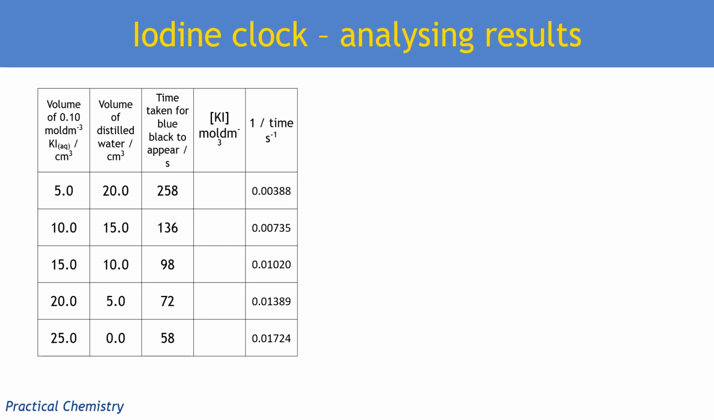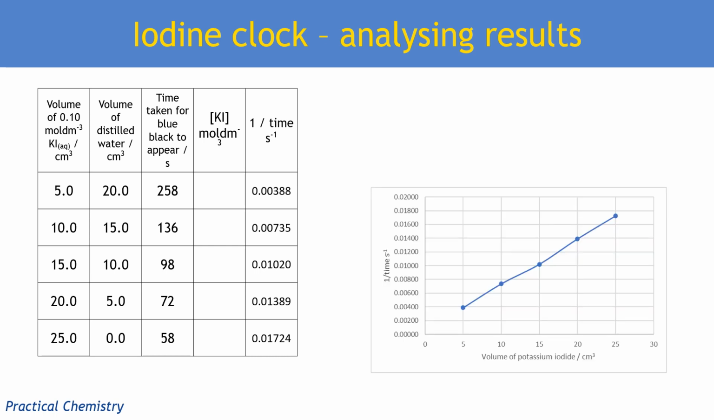And so the simplest possible way that we can analyse these results is simply to plot a graph of the volume of potassium iodide added against 1 over time, which is equivalent to the rate. And we get this graph here. So what if we wanted to plot concentration though? What if we wanted to know, instead of volume of potassium iodide, what the concentration was, because this is quite a common experimental question in exams. So we need 3 pieces of information: the volume that we added, the total volume of the mixture, and the concentration that we started with.